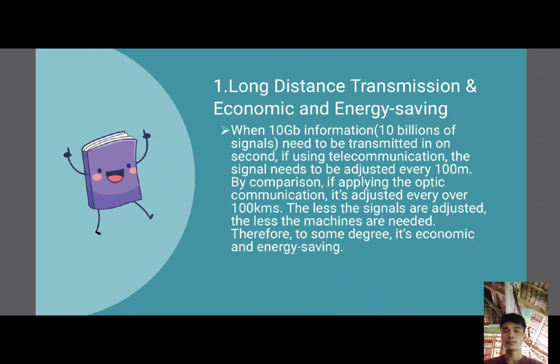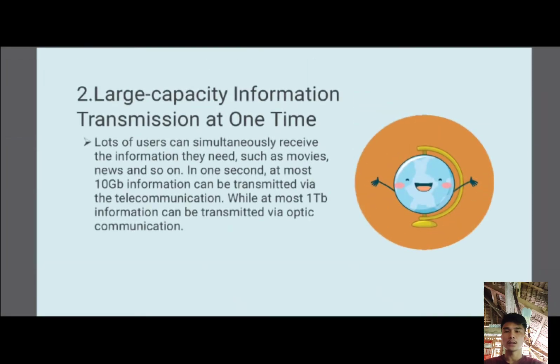When 10 gigabytes of information needs to be transmitted in one second using telecommunication, the signal needs to be adjusted every 100 meters. In comparison, if applying optical communication, it's adjusted every 100 kilometers. The less the signal is adjusted, the fewer machines are needed. Therefore, to some degree, it's economical and energy saving.